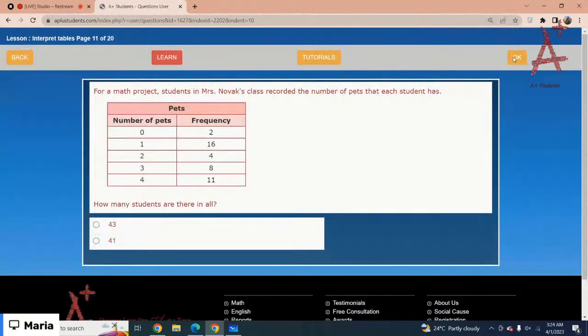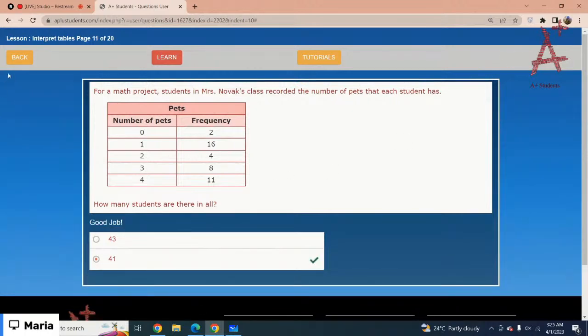Okay, the next one is for a math project. Students in Mrs. Novak's class recorded the number of pets that each student has. How many students are there in all? You have to calculate the total students. Got it? So you have to add all the frequency values. 16 plus 2 is 18, and 18 plus 4 is 22, 22 plus 8 is 30, and 30 plus 11 is 41. So the correct option is 41. Got it?